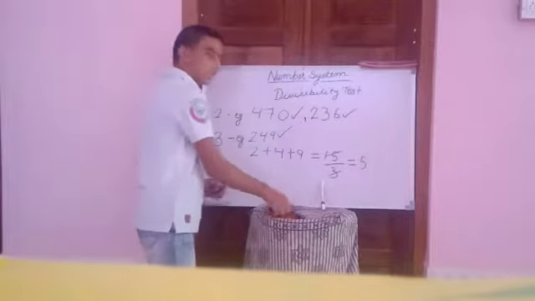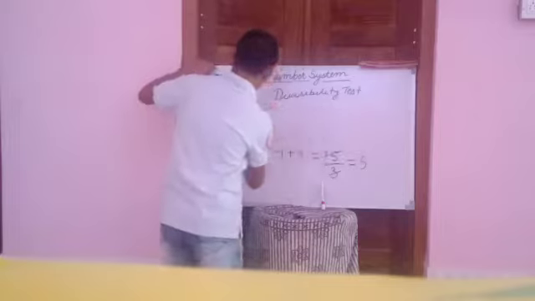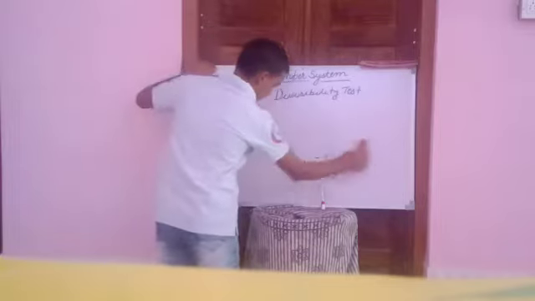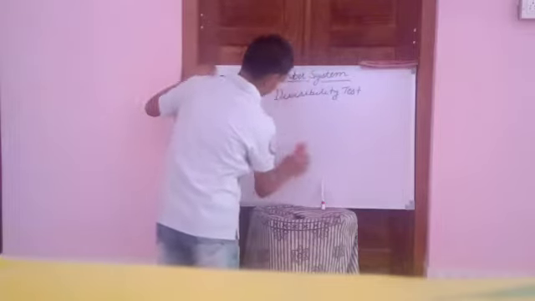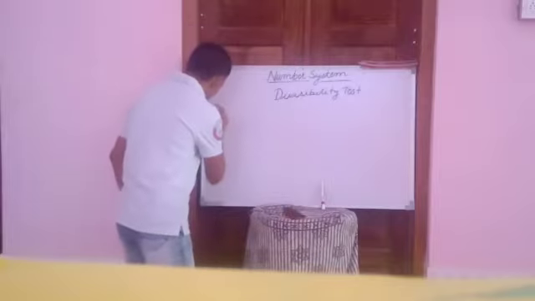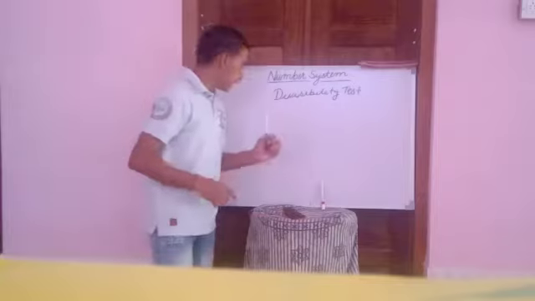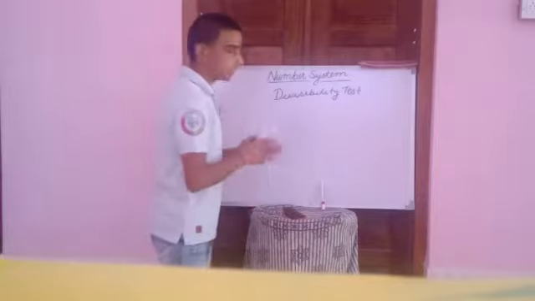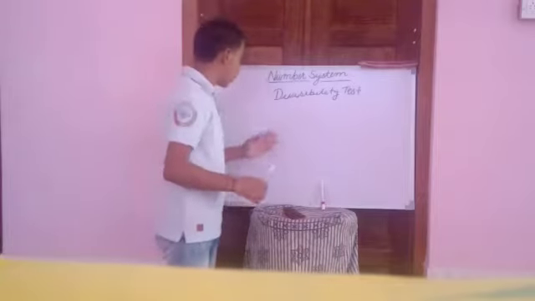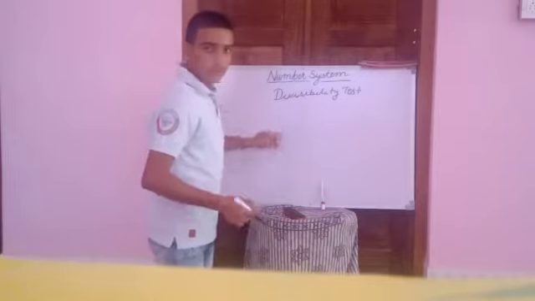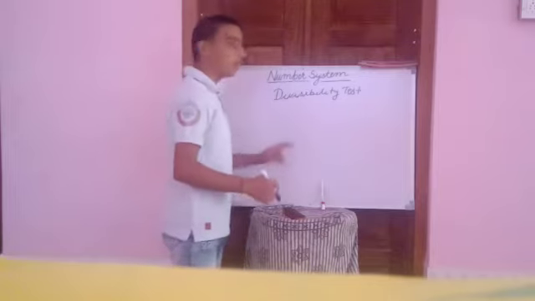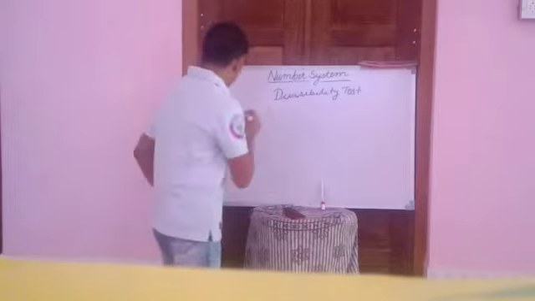So now let's discuss the divisibility rule of 4. The divisibility rule of 4 says that if you want to check whether any number is divisible by 4 or not, you just see the last two digits. If the last two digits are divisible by 4, then the whole number is divisible by 4. Let's take an example.